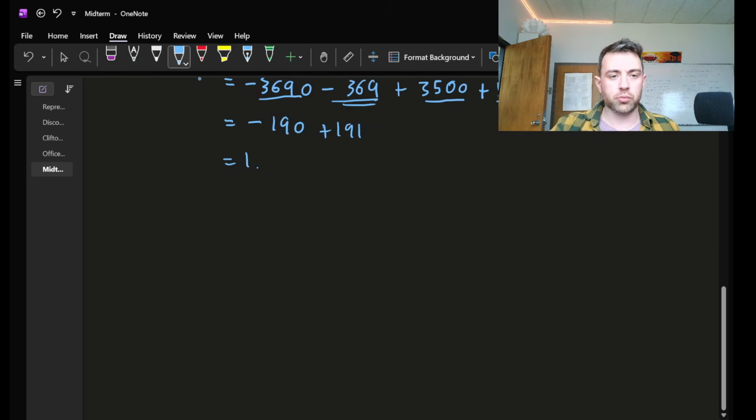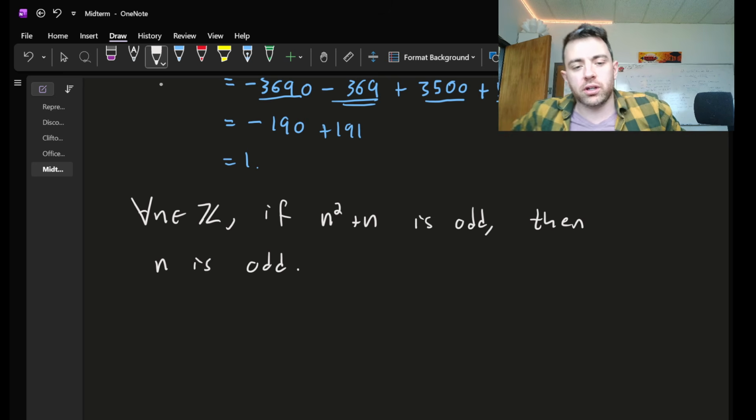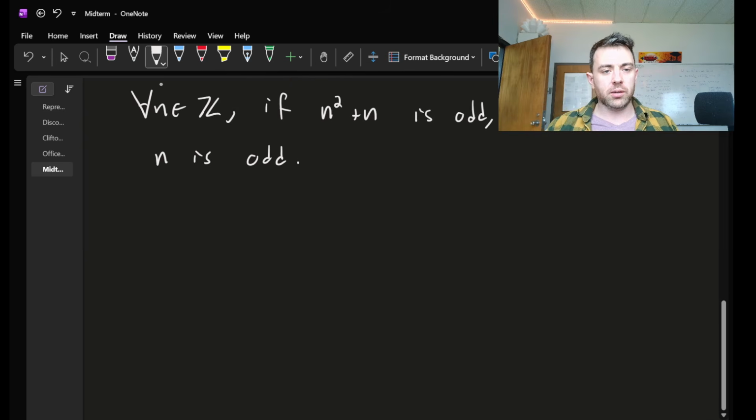Question 2 is prove by contradiction that for all integers n, if n squared plus n is odd, then n is odd. Okay, so there's two different ways we could approach proof by contradiction here. So let me show you method number 1.